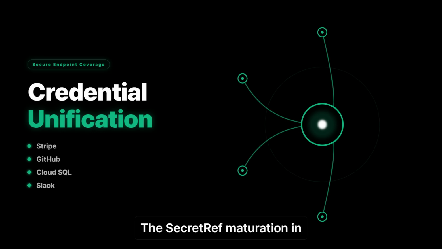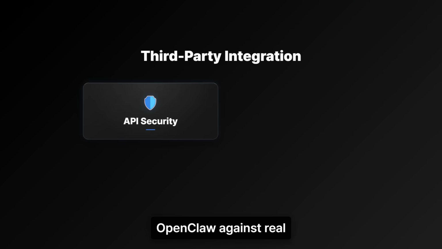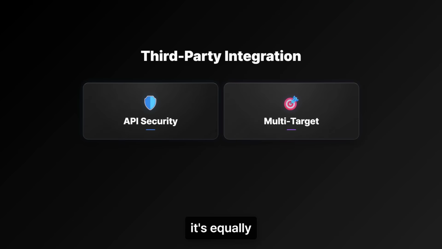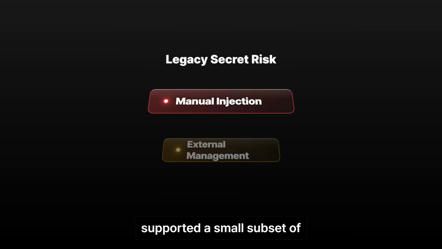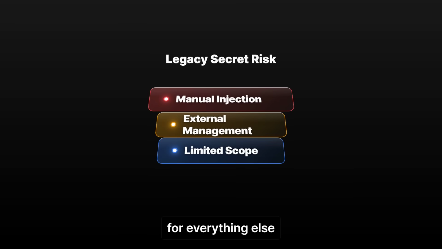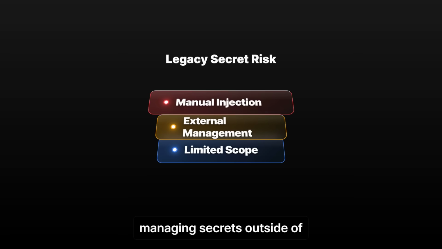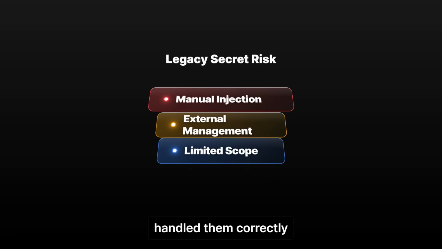The SecretRef maturation in this release is the feature that gets overlooked in favor of the PDF headline. But for any developer running OpenClaw against real third-party services, it's equally transformative. SecretRef now covers 64 credential targets. To put that in context, previous versions supported a small subset of common services and required manual credential injection for everything else. You were essentially managing secrets outside of OpenClaw and hoping the agent handled them correctly.